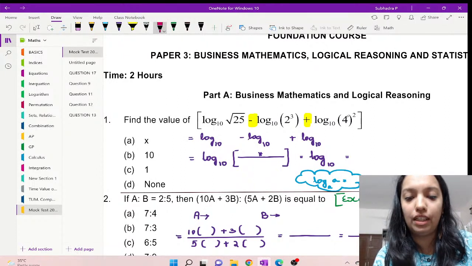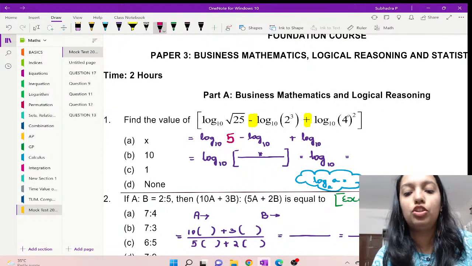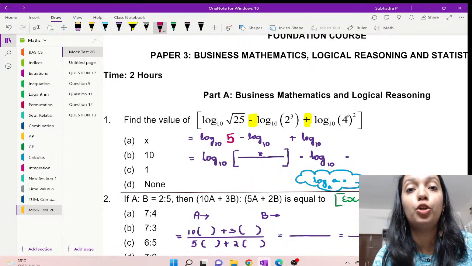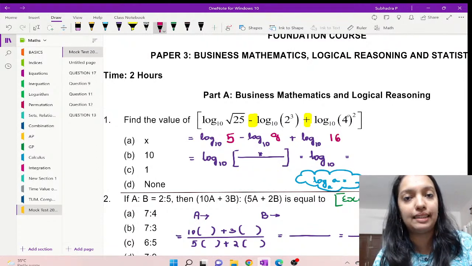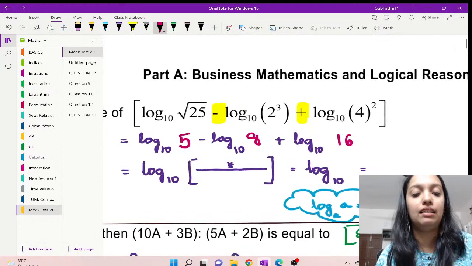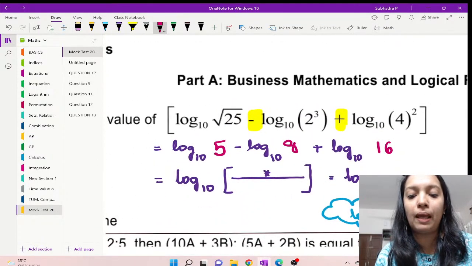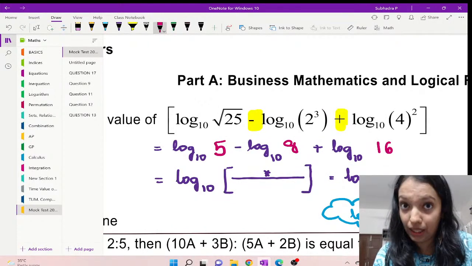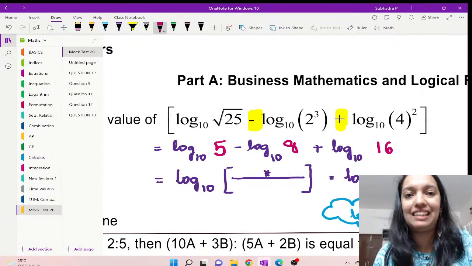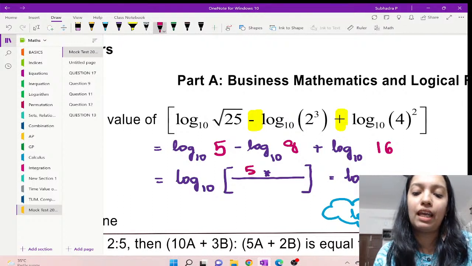Log, what is root 25? It is 5 to the base 10. Log, what is 2 cube? 8. So log 8 to the base 10. What is 4 square? 4 square is 16. So log 16 to base 10. Now I have applied the generic formula for logarithm. So to solve this, the plus sign will become multiplication. So log to the base 10 will go outside, 5 into 16, and here I have a minus sign, so it will go in the denominator.